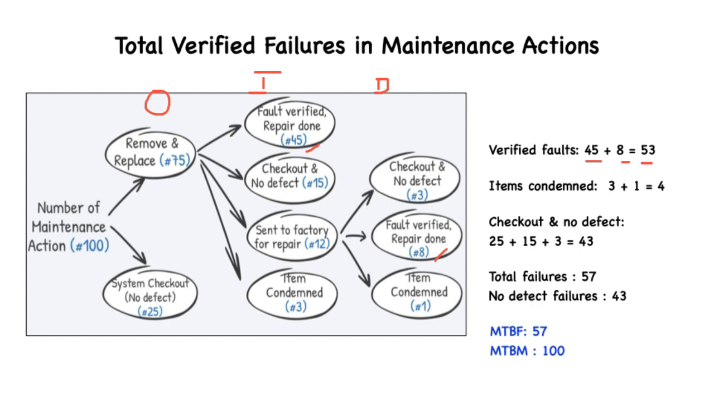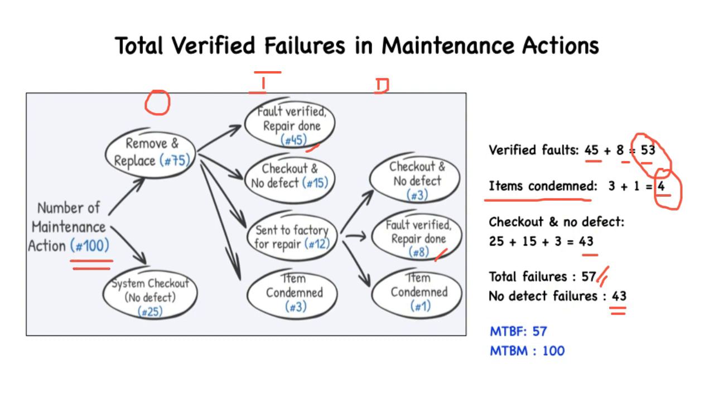53 of them verified faults. The 53 of the failures are verified. Four of them economically not cost effective, then decided to condemn it. And checkout and no defect, the number for this is 43. When we add the 53 and 4, we end up with 57, which is total failures. And no defect is 43. 57 plus 43 is equal to 100.